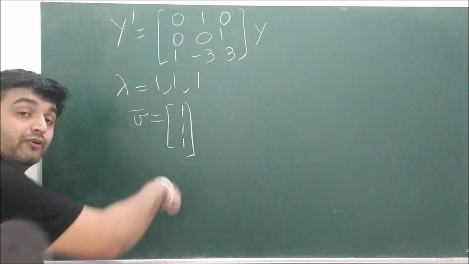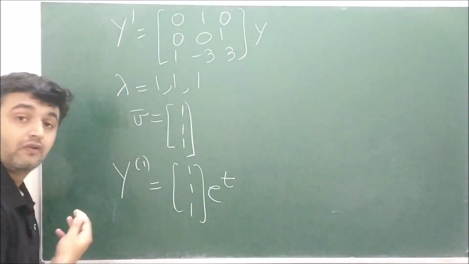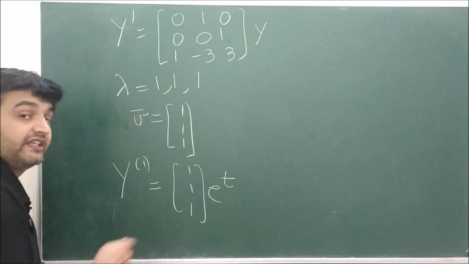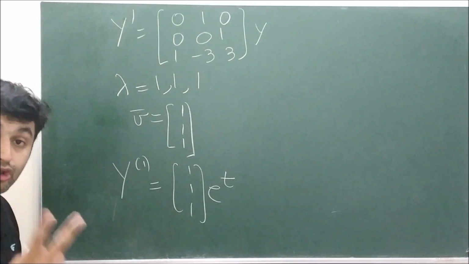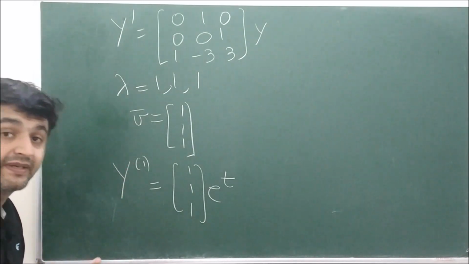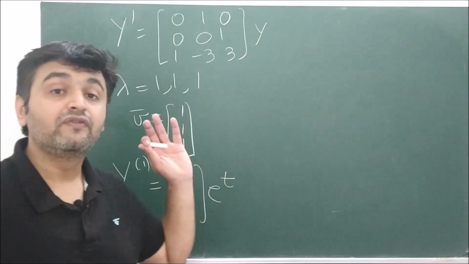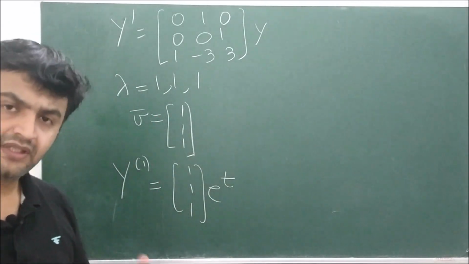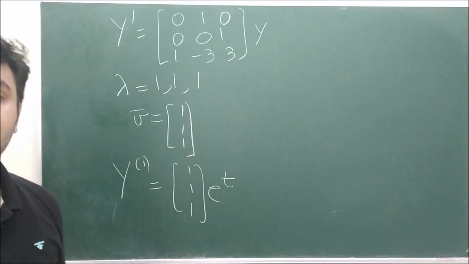So therefore all the 3 components are same, and therefore your one solution is (1, 1, 1) e raised to t. Now you want 2 more solutions, right? Because it's a 3 cross 3 system, so you should have 3 linearly independent solutions. Now the question is, how will you find the remaining 2? Again the same thing, the notion of generalized eigenvector will come into the picture.